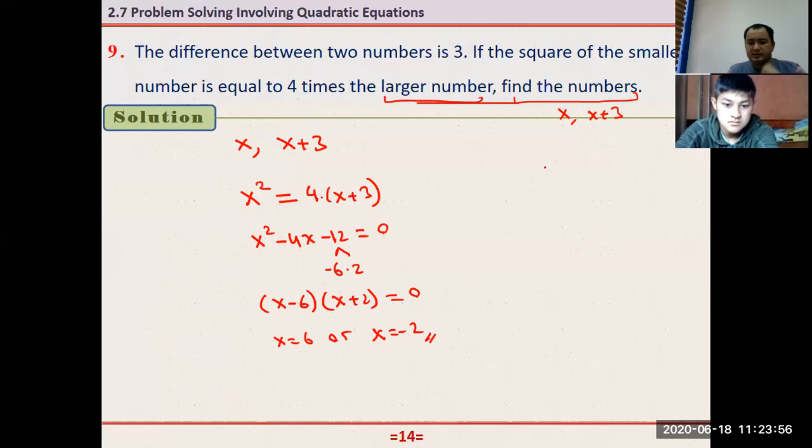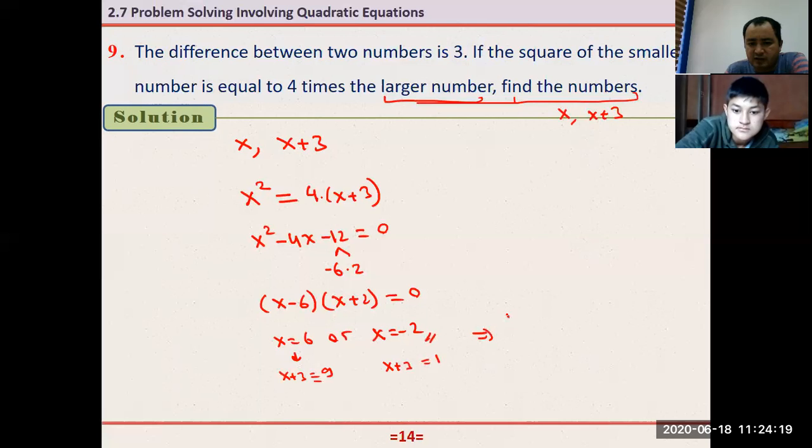So it says to find the numbers. What are the numbers? We have two possible answers because it doesn't say whether it is positive or negative, so we need to pick both answers. If x equals 6, what is x plus 3? It is 9, right? And if x equals negative 2, x plus 3 is 1. So now I can write the answers here. The answers are 6, 9, or negative 2 and 1. Right? So we have two possible answers: this is the first possible answer, and this is the second possible answer. Actually, both pairs of numbers satisfy the given conditions in the problem. Okay?